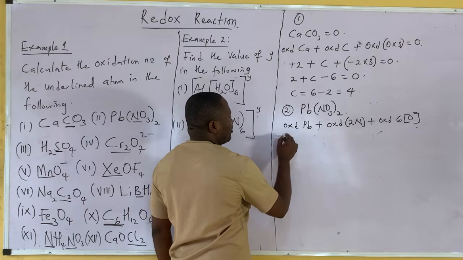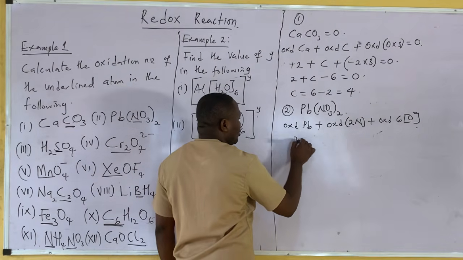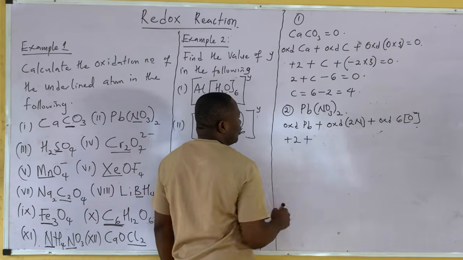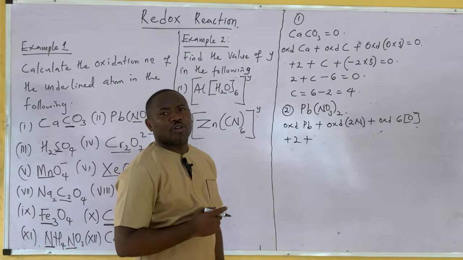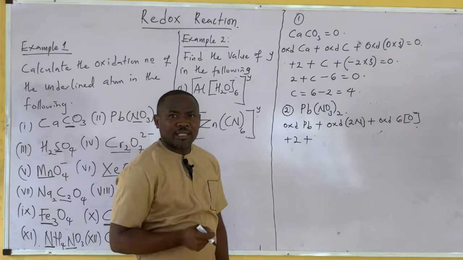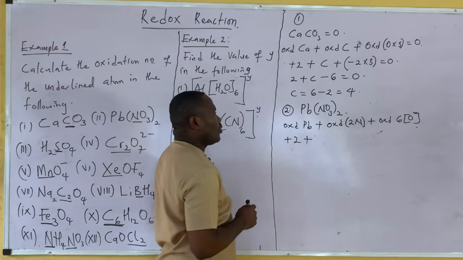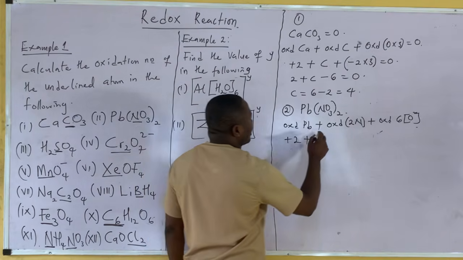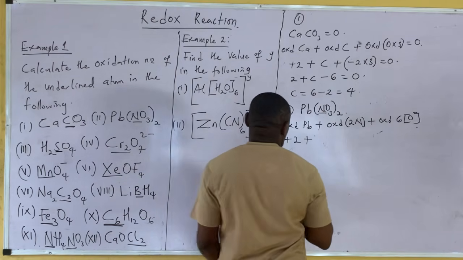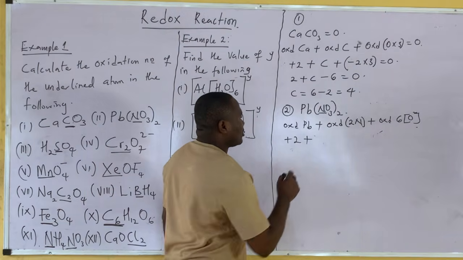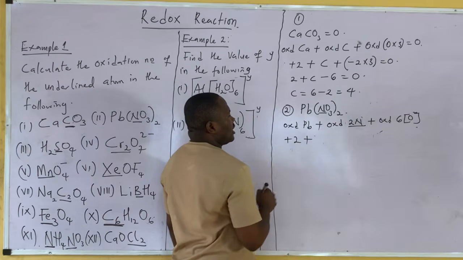So now I put it as oxidation number of lead will now be 2, that's plus 2, plus oxidation number of nitrogen. Nitrogen can have 2 oxidation numbers. It's either 3 or 5. Okay, we are looking for nitrogen because nitrogen is what was underlined in our question. So I have it as 2N, oxidation number of 2N. So it will be that way.